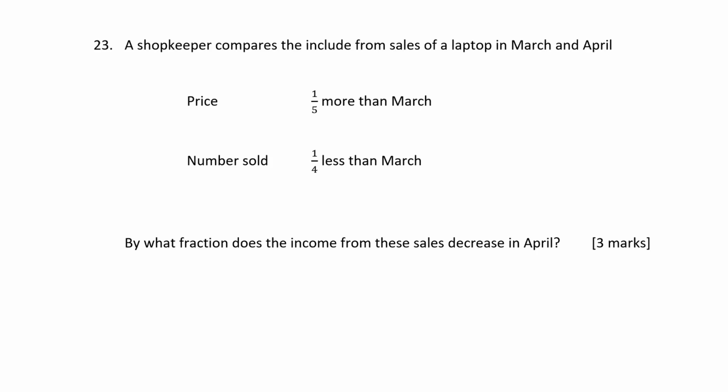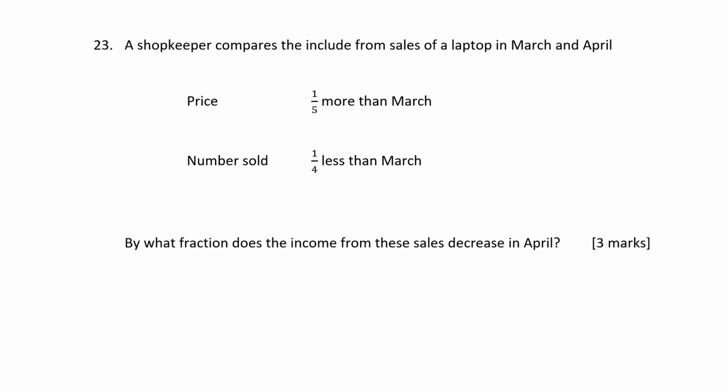Question 23. A shopkeeper compares the income from sales of a laptop in March and April. In April, the price was 1/5 more than the price in March, and the number of units sold was 1/4 less than the number sold in March. By what fraction does the income from these sales decrease in April? Okay, so we're not sure what the price is here or the number of units sold.